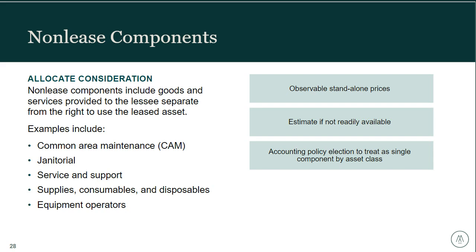Now, initially we were supposed to apply the consideration based on the observable standalone prices, and then estimate. So we would take the total consideration under the contract and then allocate it based on the observable standalone prices of the lease components and the non-lease components, and then estimate if not readily available. There is an option to elect, as an accounting policy election, so not just at adoption and implementation but going forward, to treat everything within that as one single lease component by asset class.